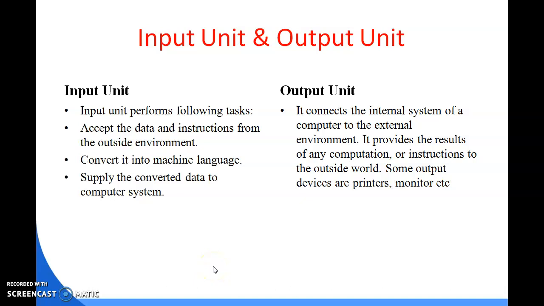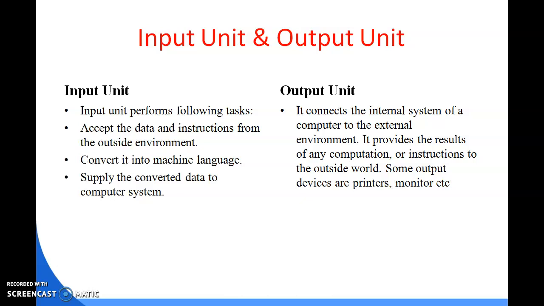So it is the input medium. Whatever data is received by the input medium is converted into a signal, and that signal is converted into binary form. That means a stream of 1s and 0s.